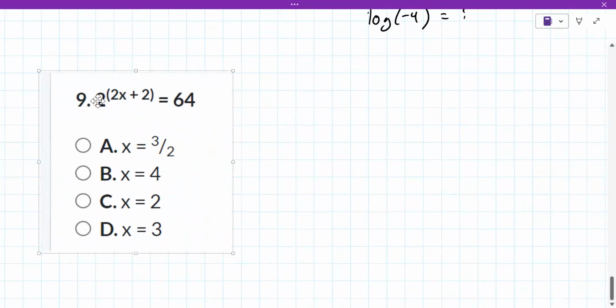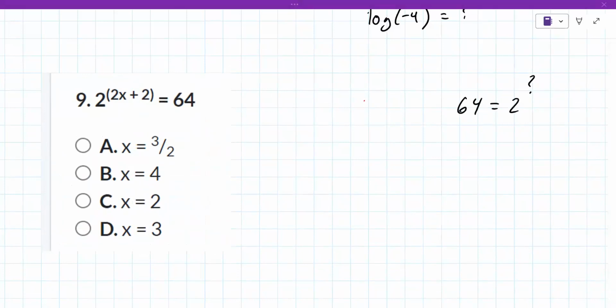So if you recall here, whenever you have two bases, you want them to be the same. So you really want to make this 64 into 2 to some power. What would that be? Well, 64 divided by 2 would be 6, right? No, wait, not 6. I was thinking of something else. Okay, 64 divided by 2 is 32.